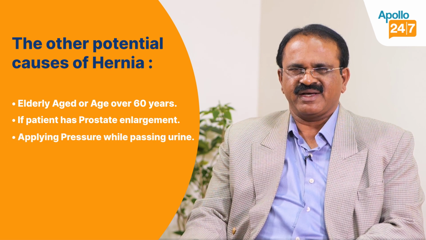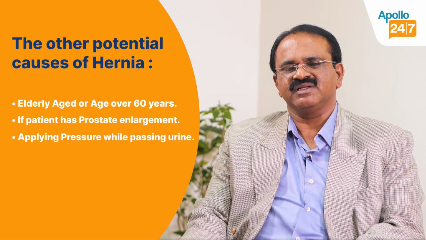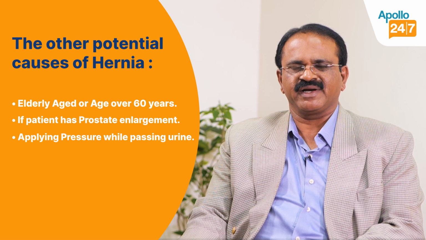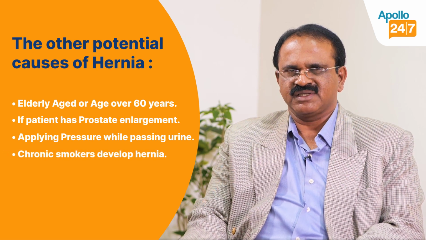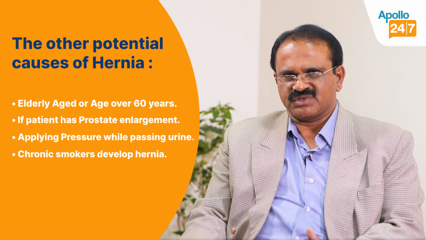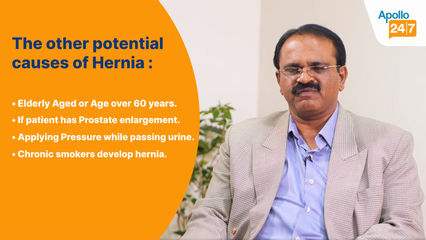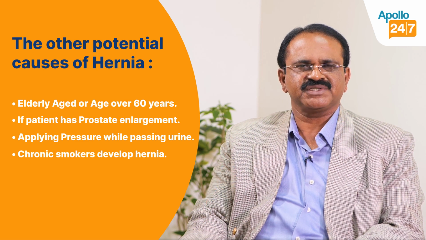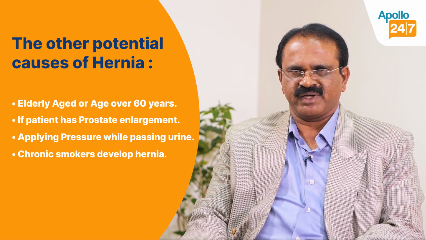The other cause is straining while passing urine. If the patient is elderly, aged more than 60 years, and has prostate enlargement, called BPH, then whenever he passes urine, he has to put pressure to pass it. This also leads to the development of hernia. Chronic smokers develop hernia because of the smoking effect, which causes chronic cough. Whenever they cough, it again raises the intra-abdominal pressure, and this in turn leads to the development of the hernia.